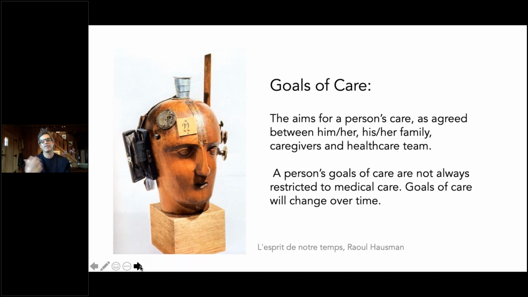So this goals of care phrase is something that any of us can do anywhere along the way. And our goals of care change over time. So what's important to me now may not be so important a year from now, et cetera. So goals of care are something you revisit. It's a dynamic thing over time. But that's the basic gist.